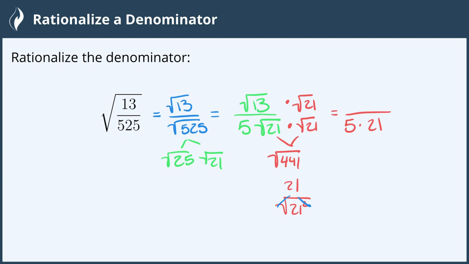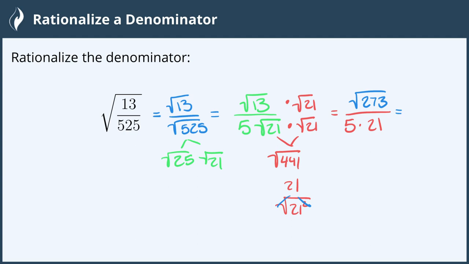Either way, we end up with 5 times 21, and in the numerator we have the square root of 13 times the square root of 21. 13 times 21 in my calculator gives me 273, and because 13 is prime and 21 is 7 times 3, there are no prime or perfect squares left in 273, so that's as far as it'll simplify.